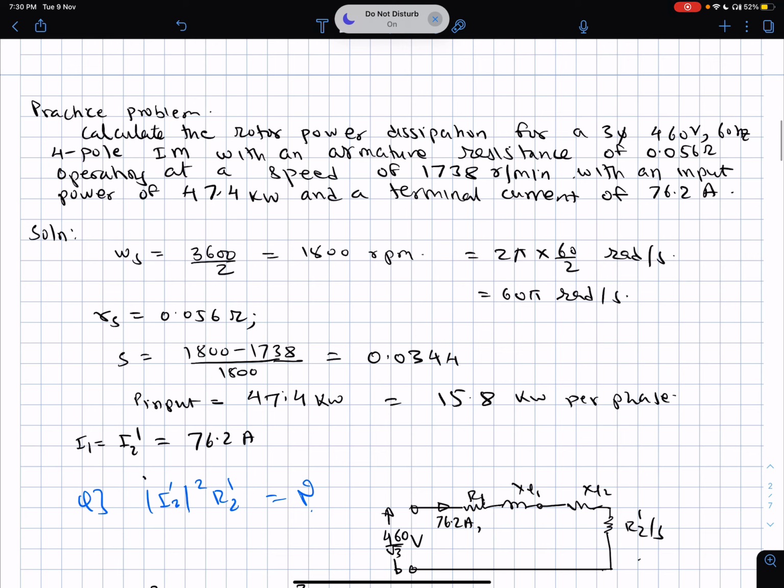I will take the very next practice problem now. Calculate the rotor power dissipation for a three-phase 460 volts 60 Hz 4-pole induction motor with an armature resistance of 0.5056 ohms operating at a speed of 1378 revolutions per minute with an input power of 47.4 kilowatt and a terminal current of 76.2 amperes. So now here the slight difference is it's a 4-pole machine.